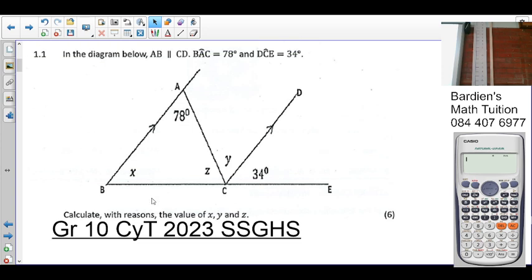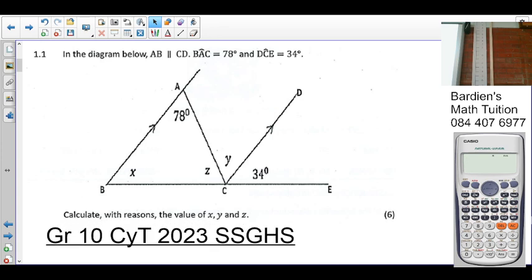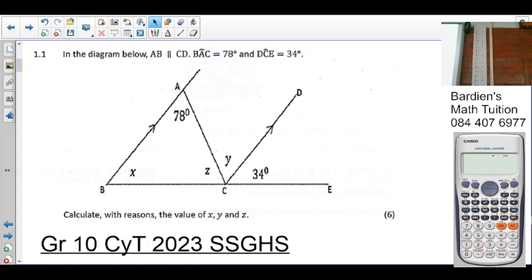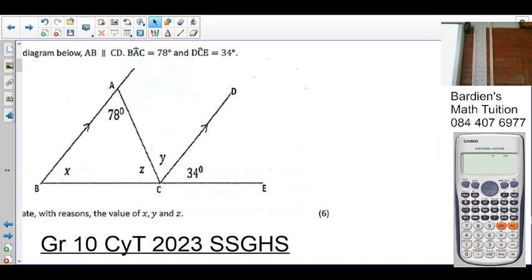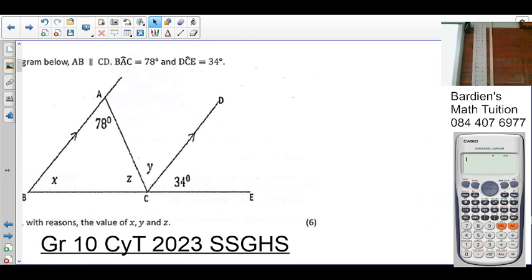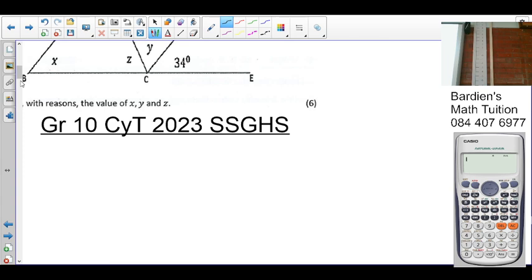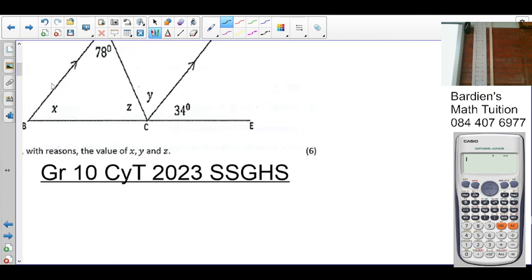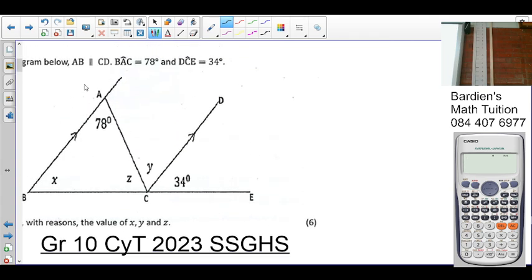But here we are told in the diagram below, AB is parallel to CD. We're also told that BAC is 78 degrees, and DCE is 34 degrees. The question is: calculate with reason the value of X, Y, and Z. So this is question 1.1.